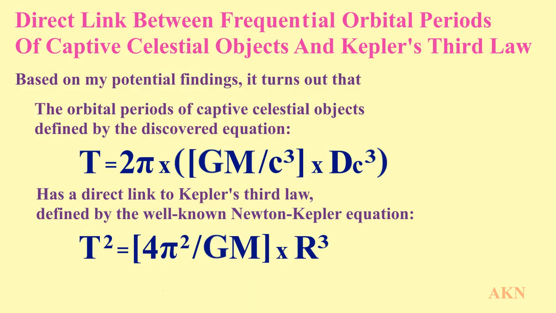Based on my potential findings, it turns out that there exists a direct link between the frequential orbital periods of captive celestial objects and Kepler's third law, as shown in their respective equations here. Kepler's third law states that the cube value of the semi-axis of the orbit of the captive, symbolized here by the term r in the equation, is proportional to the square value of the orbital period thereof, symbolized here by the term t in the equation, and Newton had discovered an exact equation for Kepler's third law as shown here.